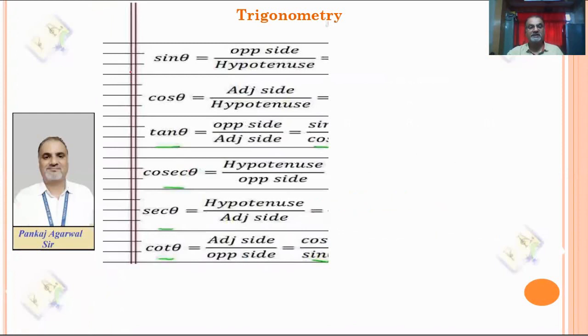We have already studied 6 ratios of trigonometry. Sin theta, which is opposite side upon hypotenuse. Second, cos theta, adjacent side upon hypotenuse. Third, tan theta, opposite side upon adjacent side. Fourth, cosec theta. Fifth, sec theta. And sixth, cot theta. In today's session we may require only the first 3 ratios, not the last 3. So we'll discuss basically sin theta, cos theta, and tan theta.